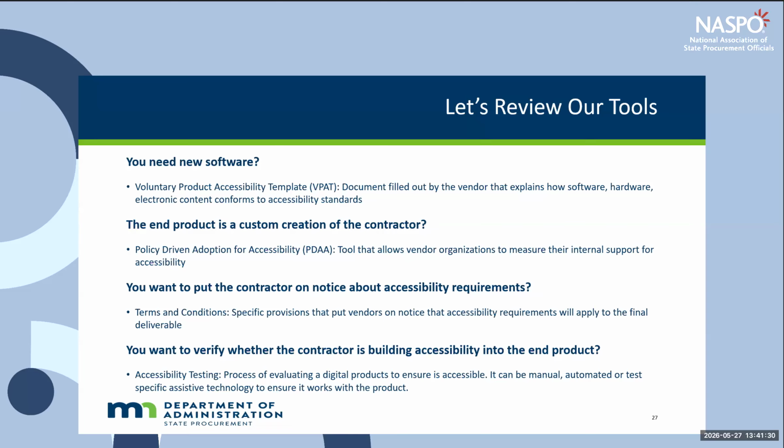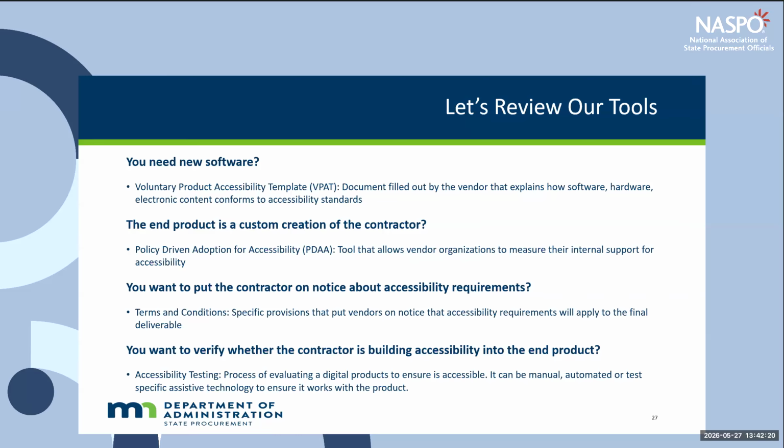You want to put the contractor on notice about accessibility requirements. Those are the terms and conditions, and there are specific provisions that put vendors on notice that accessibility requirements will apply to the final deliverable. And just a word of caution, when Jay said in the very beginning of the presentation, whose responsibility is this? Is this the IT shop's responsibility? Is it the procurement office's responsibility? The things that we're buying now, almost everything has a digital component to it. So I would encourage you to have terms and conditions related to accessibility in all of your contract documents. Don't just limit it to IT. I've found IT sneaking its way into all kinds of different things that we're buying, and I'm sure you have as well.